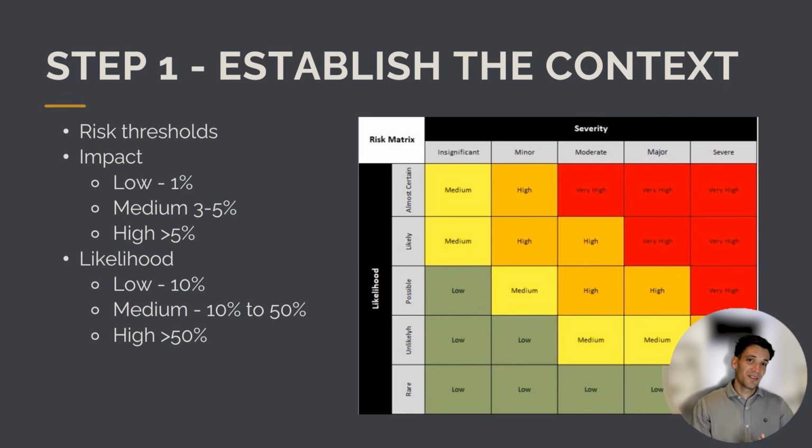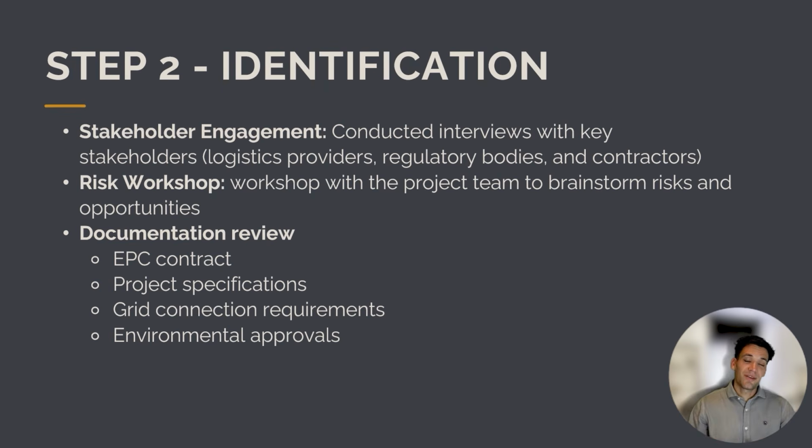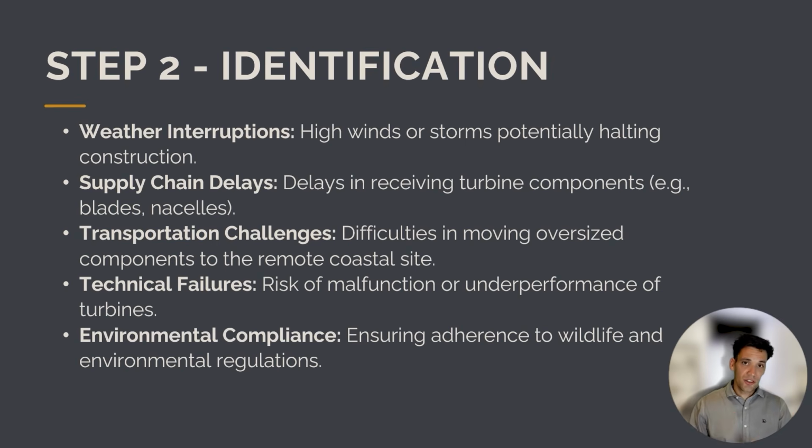Okay, so as part of properly establishing the context, we need to go through and determine the impact and likelihood of different risks and categorize them into low, medium, and high. The next step is we need to identify our risks. So we can do this through stakeholder engagement. So conduct interviews with key project workers, stakeholders such as the logistics providers and the regulatory authorities, host risk workshops, and then review our existing documentation such as the EPC contract, the project specifications, the grid connection requirements, and any specific environmental approvals.